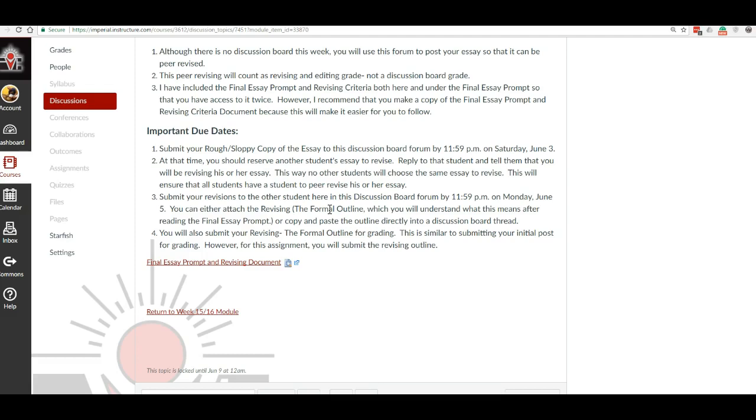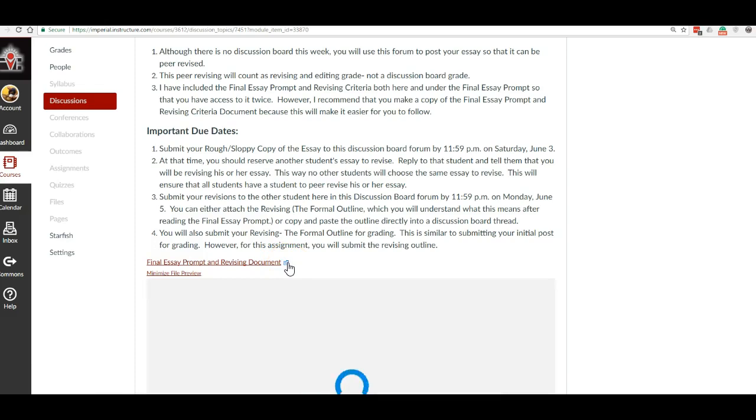Also, the document that you put in the thread for the student to read, you're also going to submit it to me so that I can grade it that way, like we do the initial postings for the discussion boards, which I'll show you in a minute. So, well, what is he talking about? What is Kevin talking about? Formal outline here. Let's open this up. I'm going to open it right in the window here.